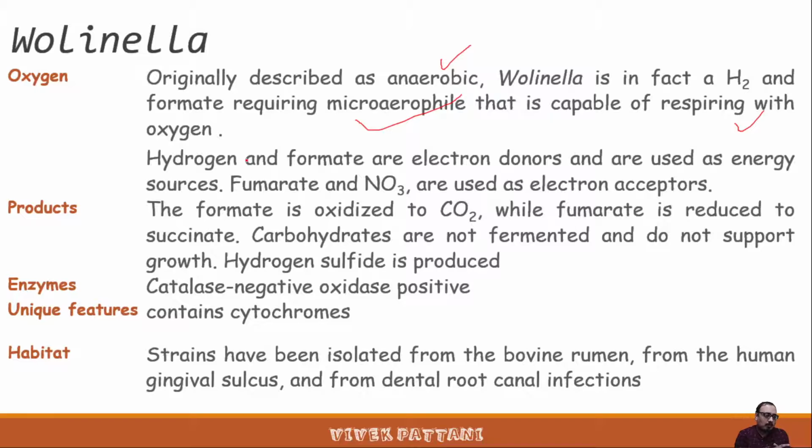Formate is oxidized to carbon dioxide while fumarate is reduced to succinate. Carbohydrates are not fermented and do not support growth, and hydrogen sulfide is produced. They are catalase negative and oxidase positive, and they contain cytochromes. Cytochrome is one of the most important compounds found in the electron transport chain. You will study more about cytochromes if you select microbiology in your semesters 5 and 6.